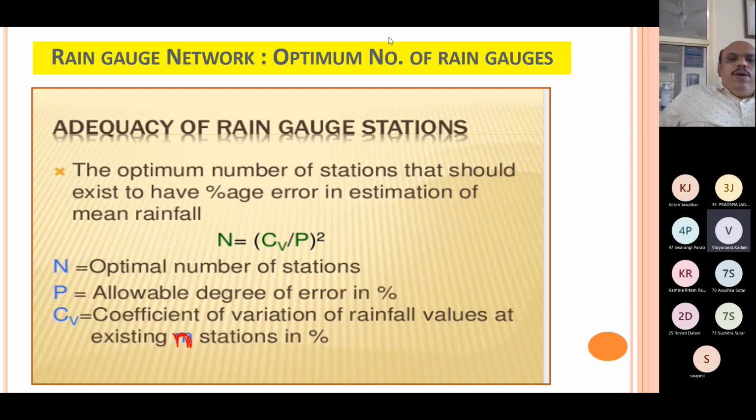So formula is N is equal to bracket CV upon P bracket square. Okay, so below that you note down what is N. N is optimum number of rain gauge stations. Note down P, allowable degree of error in percentage. And note down CV. What is CV? It is a coefficient of variation of rainfall values at existing n number of stations, which is expressed in percentage. So P and CV both are expressed in percentage, and that's why N is a number.